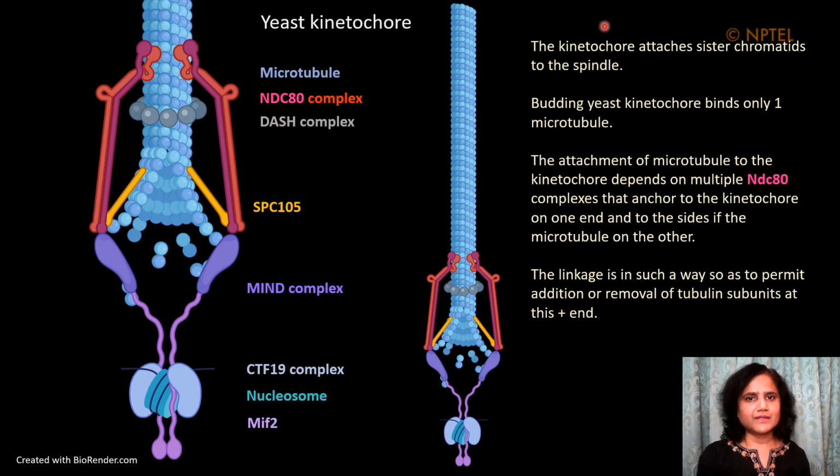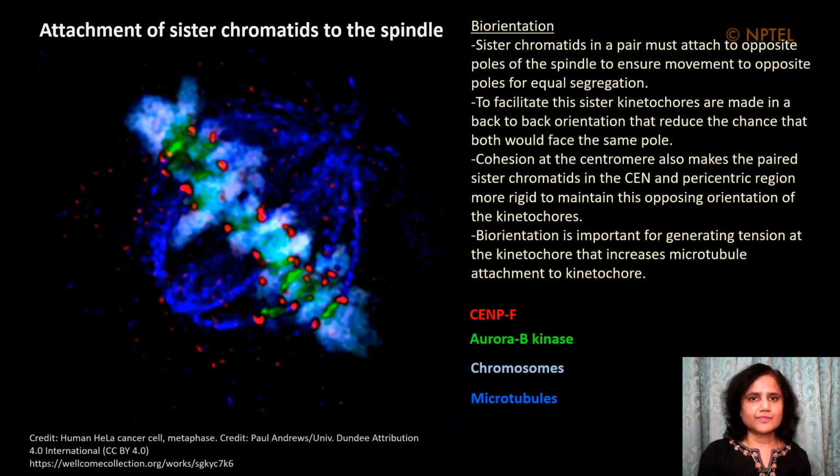As I already mentioned, the kinetochore is a very complex and large structure, so we cannot really look into its full composition in detail here. Now the attached sister chromatids must attain bi-orientation prior to segregation.